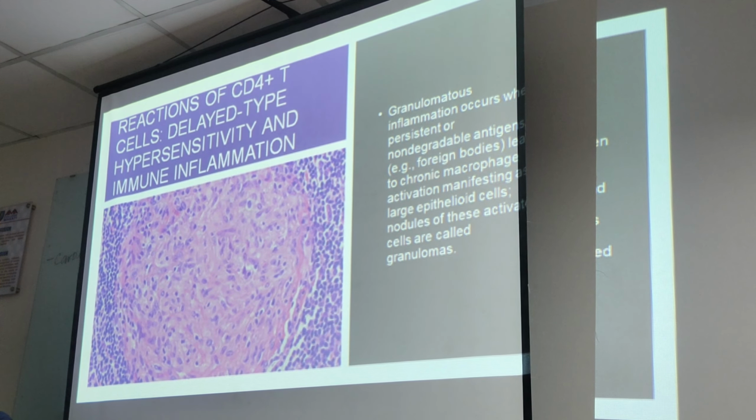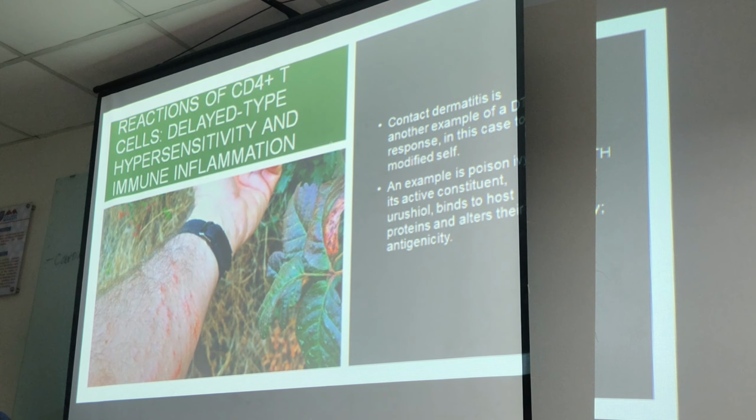A granulomatous inflammation is also an example of a delayed type hypersensitivity. It follows this principle or methodology, if you want to call it that. And poison ivy reaction is also a delayed type. Contact dermatitis is another example.